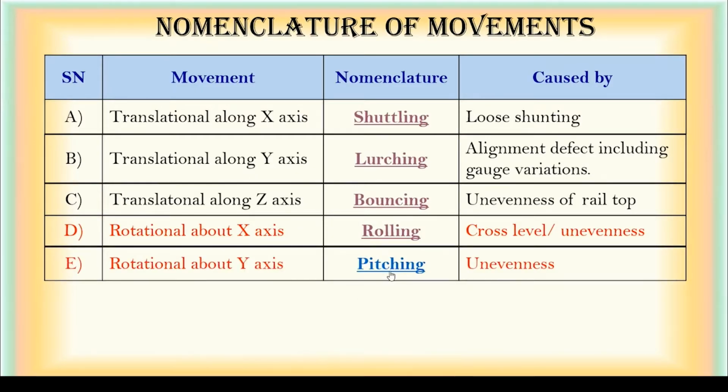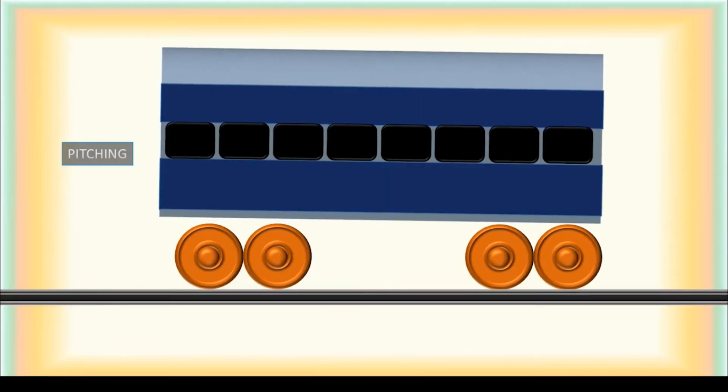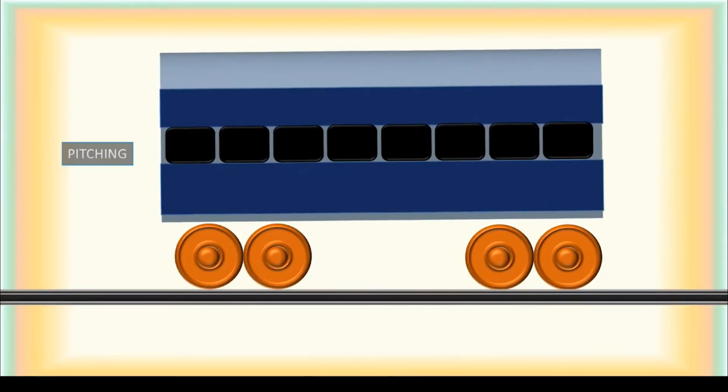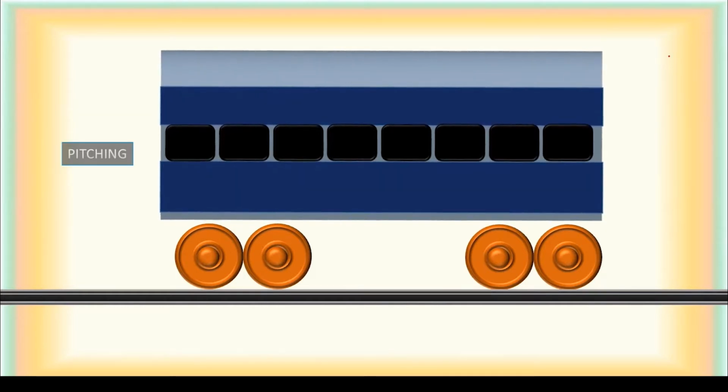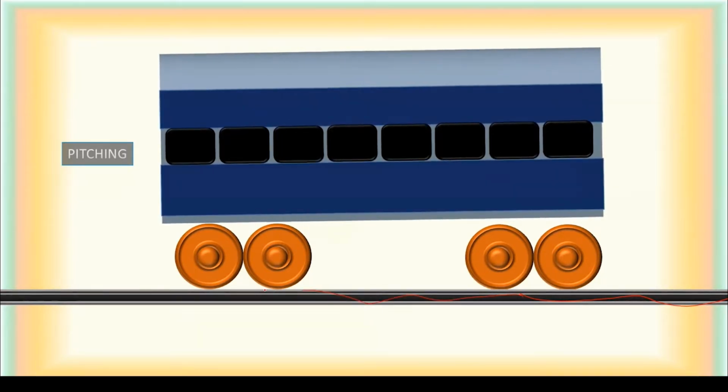Then if it is rotating about the y-axis, that is known as pitching, and you can appreciate this is the pitching movement. Why will this happen? Again, if the track is uneven at a certain location, like unevenness of this kind, then this will result in such a kind of movement, pitching.